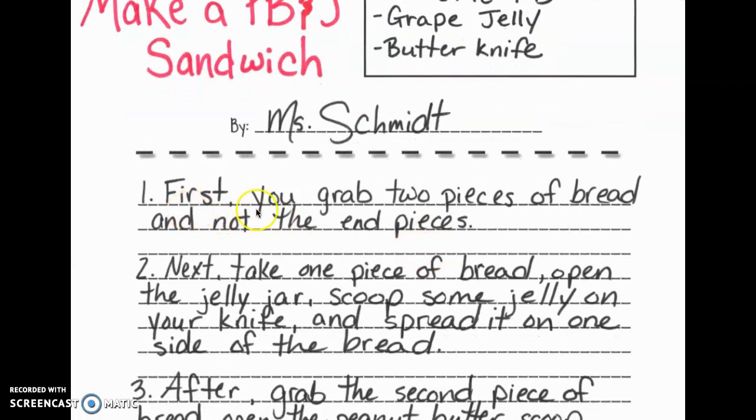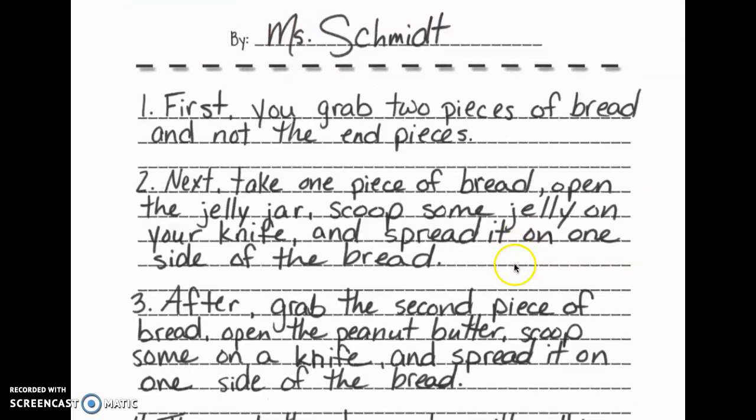Now it says first, you grab 2 pieces of bread and not the end pieces. If I just said 2 pieces of bread, you might have grabbed an end piece, and I don't think that makes a very good peanut butter and jelly sandwich. I like the middle pieces.